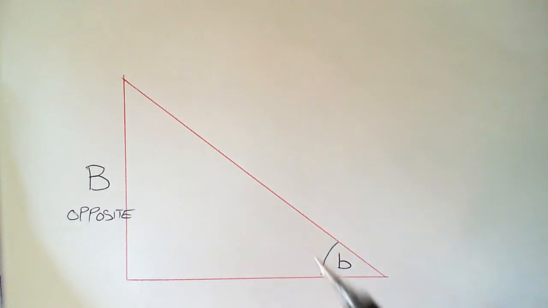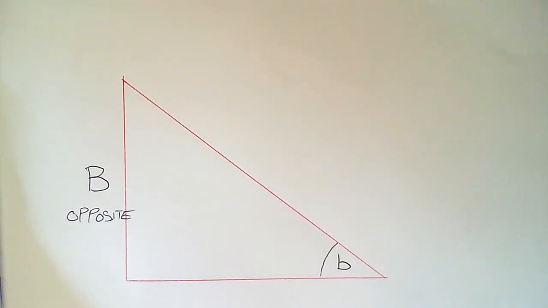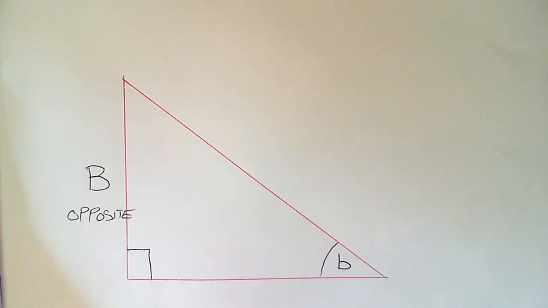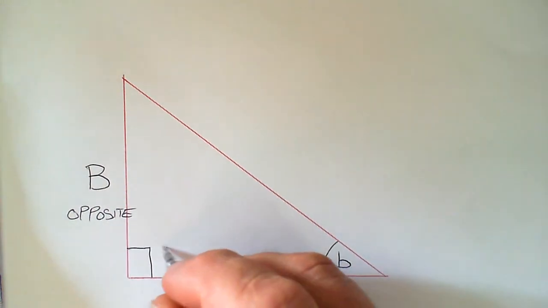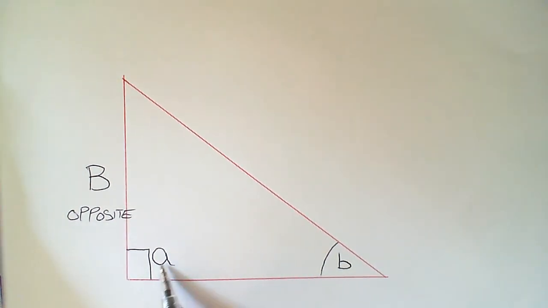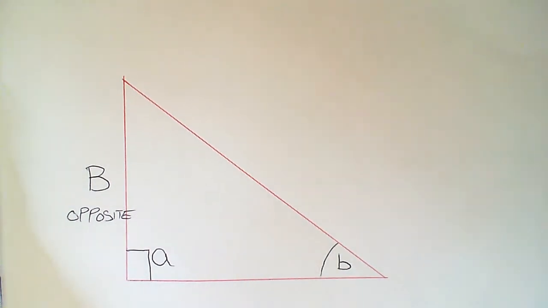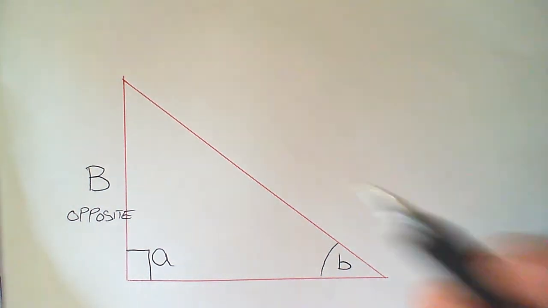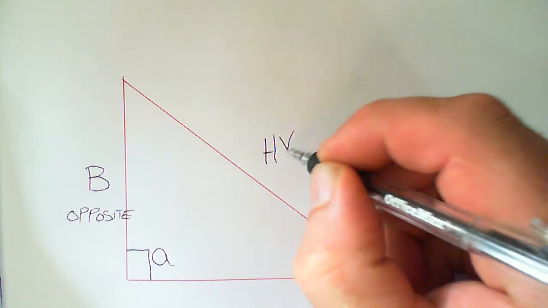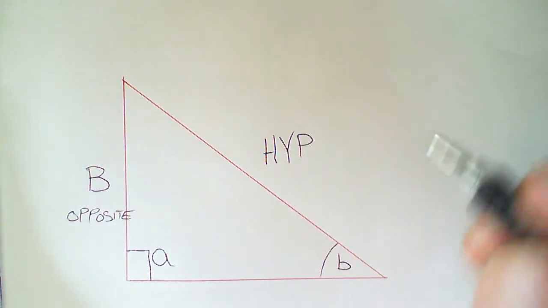What about this line over here? It's opposite the right angle here. We call that a small a. What's opposite that? It's not the opposite. We call it the hypotenuse. Hypotenuse.